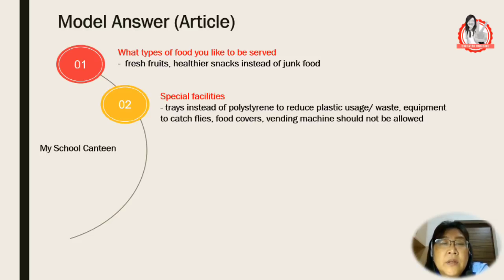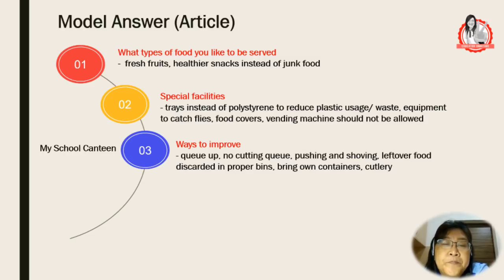And number 2, special facilities. You can say you want trays instead of polystyrene to reduce plastic usage or waste. And you want equipment maybe to catch the flies. You want food covers. Or you can say that the vending machine should not be allowed.